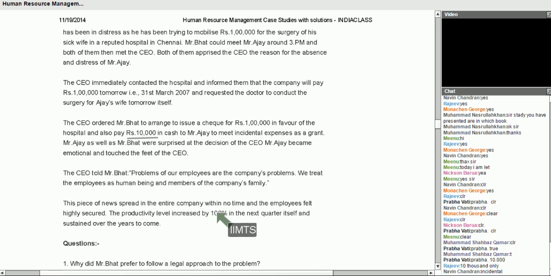This piece of news spread in the entire company within no time and the employees felt highly secured. The productivity level increased by 100% in the next quarter itself and sustained over the years to come. Now see, as a result of one good gesture, all the other employees were motivated, which also reflected in the productivity figure of the organization. This was the case study.